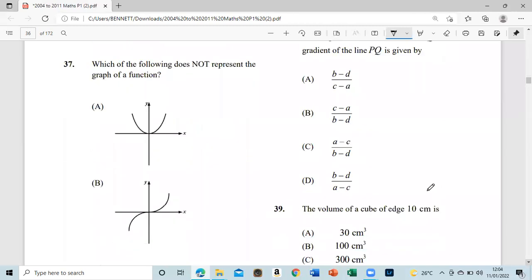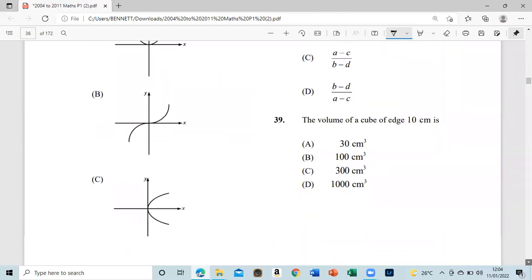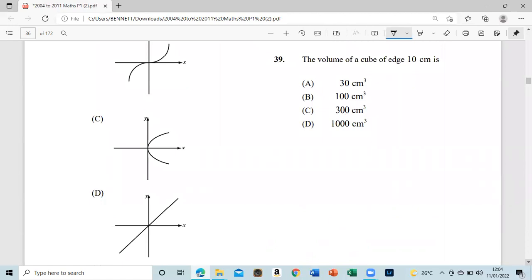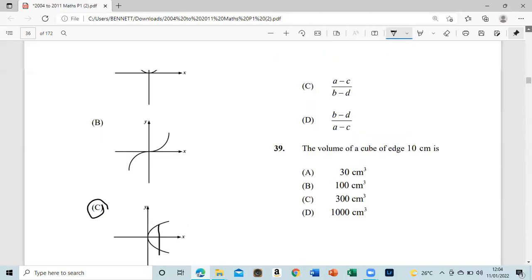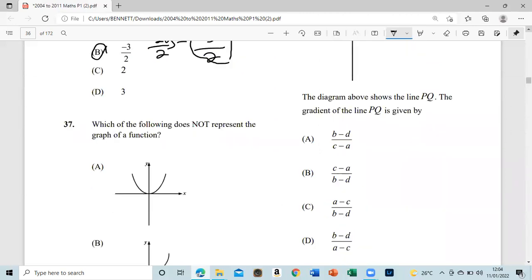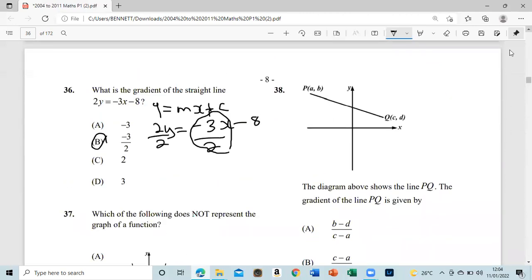All right, which of the following does not represent the graph of a function? Notice the word not. So we'll look for which one is not a function. And that would be C. I'm sure your teacher would have done the vertical line test with you on the introductory function. Remember, each x value can only go to one y value. So this couldn't be a function, all right? As an x goes to y, it has more than one value. You can only have one value for it to be a function. All right, let's move on to 38.